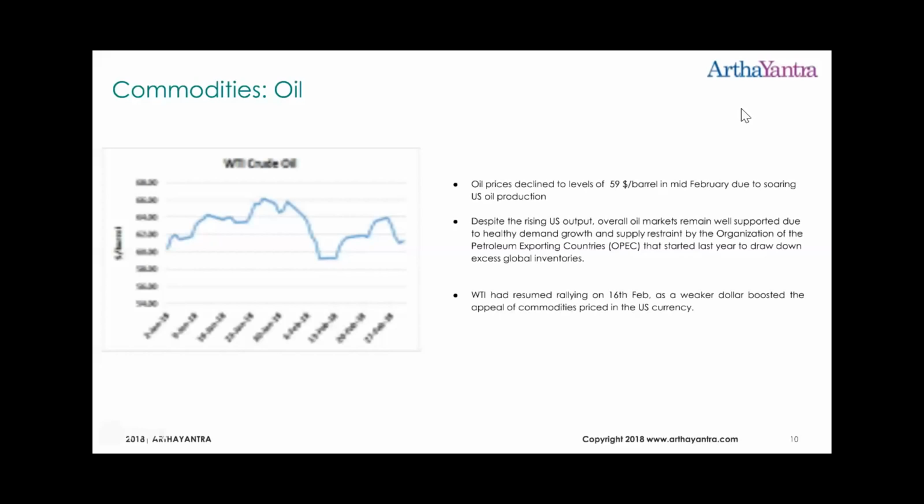Now, with the US dollar strengthening, crude oil, just like any other commodity, would start declining. As can be seen on the graph on the right side, the oil prices had picked up for the month until 23rd February, and have declined since then.